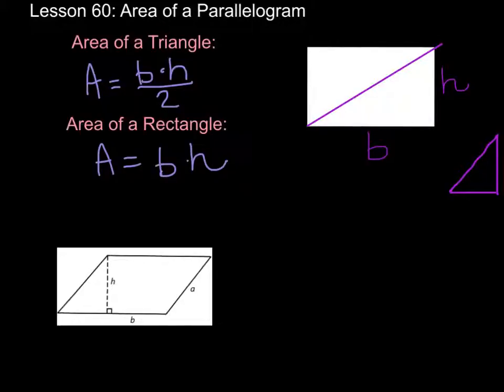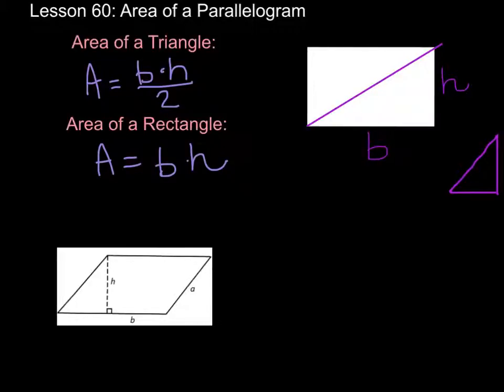Below here I have a parallelogram drawn for you. It has two sets of parallel lines. The top and bottom are parallel and the sides are parallel to each other. So you can see it has a base, it has a height, and then it just has this letter A to symbolize the side here.